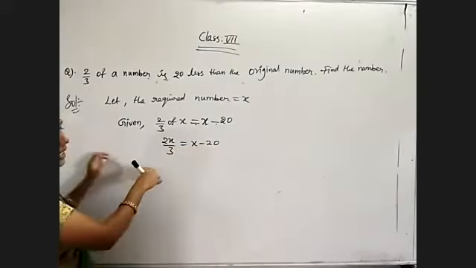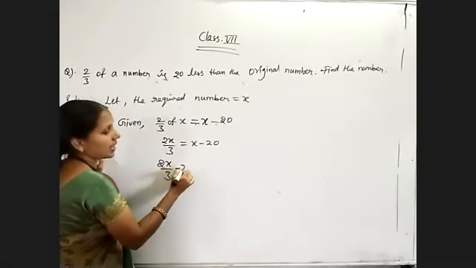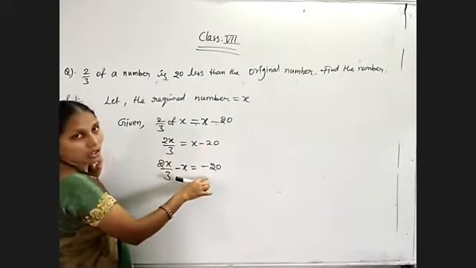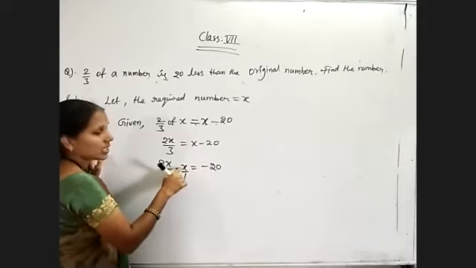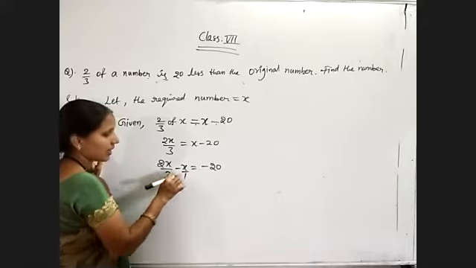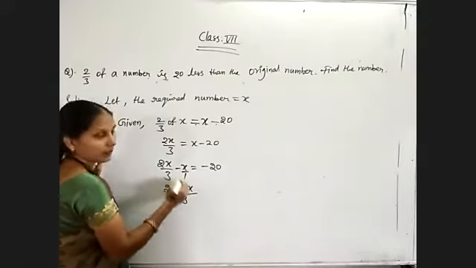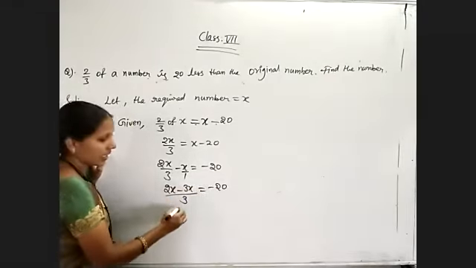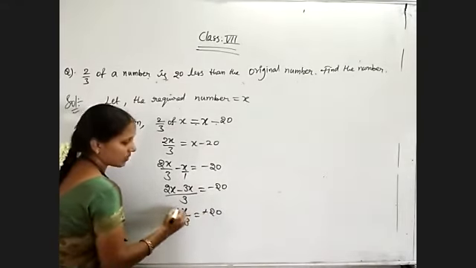Bring the x term this side. 2x by 3, by bringing this side, minus x is equal to minus 20 on the RHS side. Now go through with the cross multiplication. x is nothing but x by 1. So 1 into 2x is 2x, minus 3 into x is 3x, by 3 ones are 3, is equal to minus 20. 2 minus 3, that is minus x. Minus x by 3 is equal to minus 20.